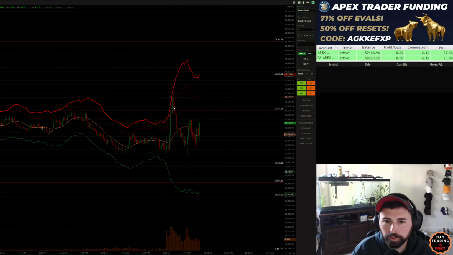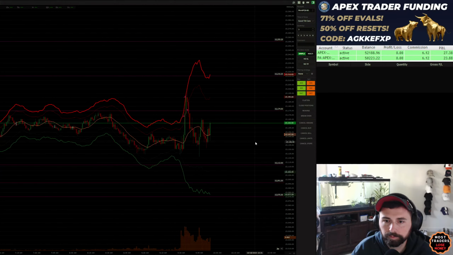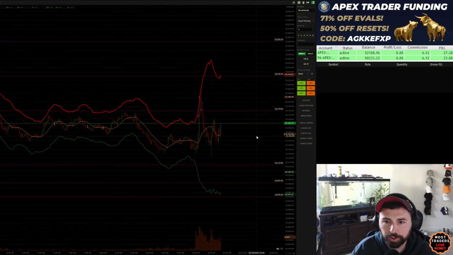I mean, the theory worked, right? We went into the bands. Where we actually got into the bands was the best entry, and a real nice pullback right into the mean. I'll be patient.